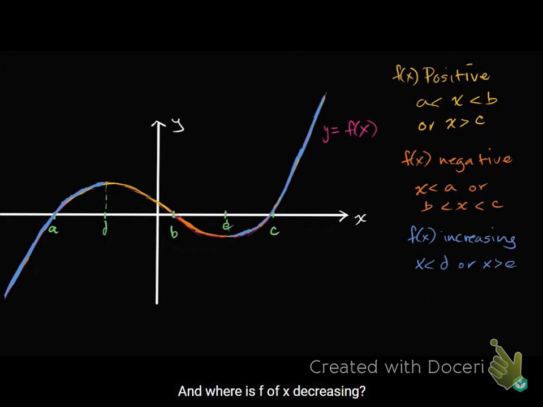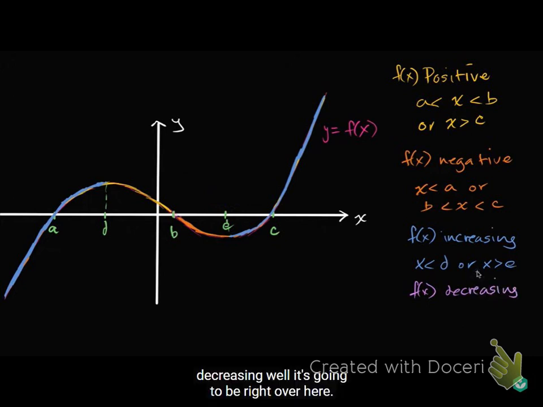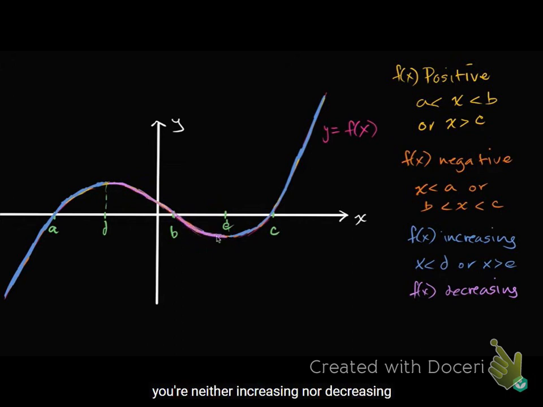And where is f of x decreasing? Let me pick a mauve. So f of x decreasing, well, it's going to be right over here, between x equals d and x equals e, but not exactly at those points, because at both of those points, you're neither increasing nor decreasing.